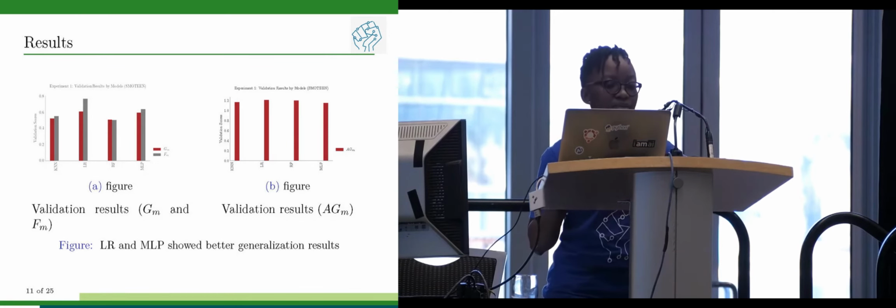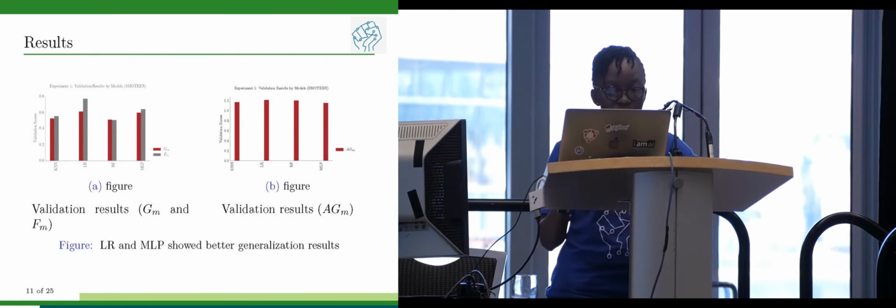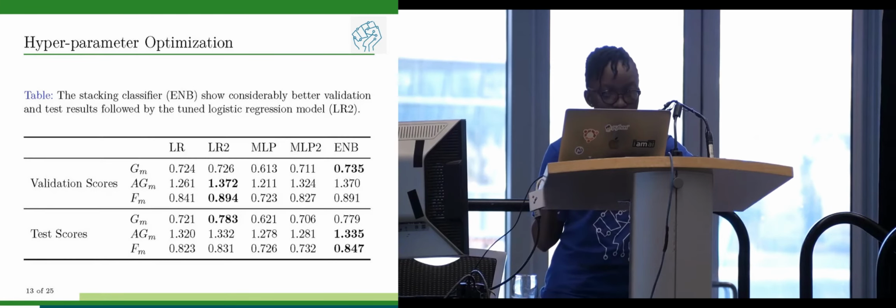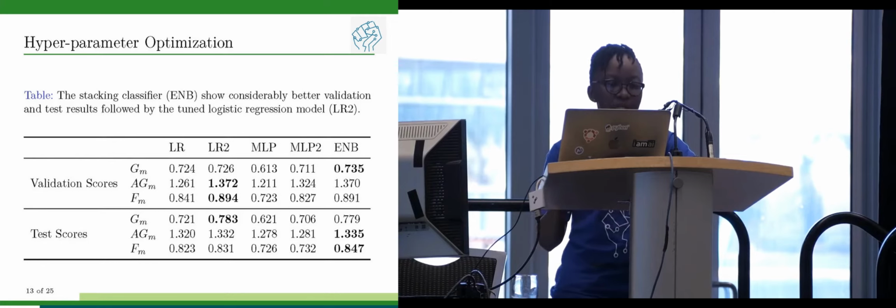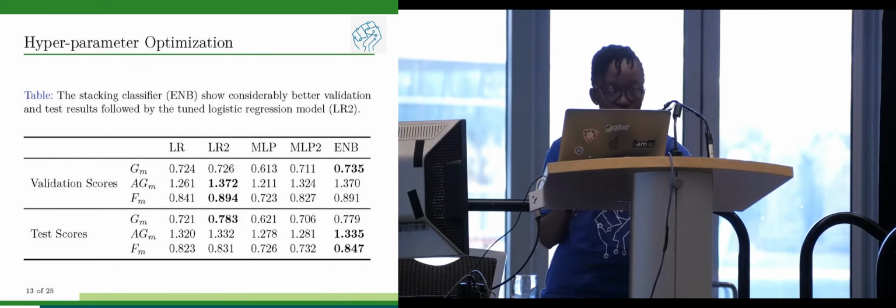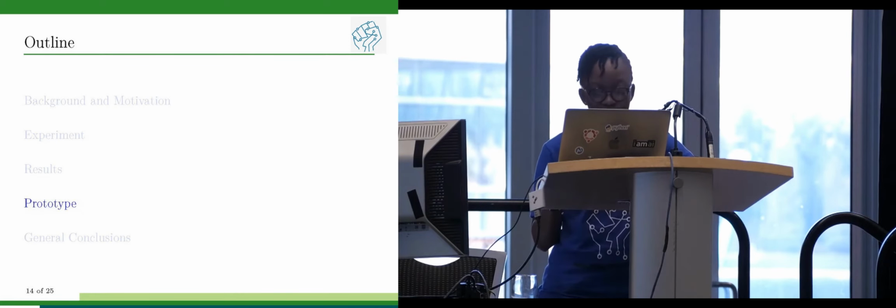For the algorithms, we observed that logistic regression and multilayer perceptron showed better generalization results. So the best approach was to tune these 2 well-performing models in order to improve the predictive performance, with consideration of the following model parameters. And then we combined these two well-performing models to come up with an ensemble classifier by a voting approach, which is softly combining those two well-performing models. And then we observed that the stacking classifier shows considerably better validation and test results, followed by the tuned logistic regression.